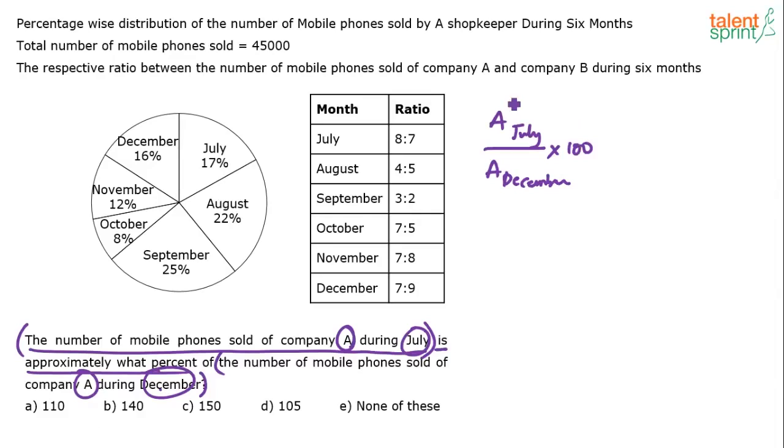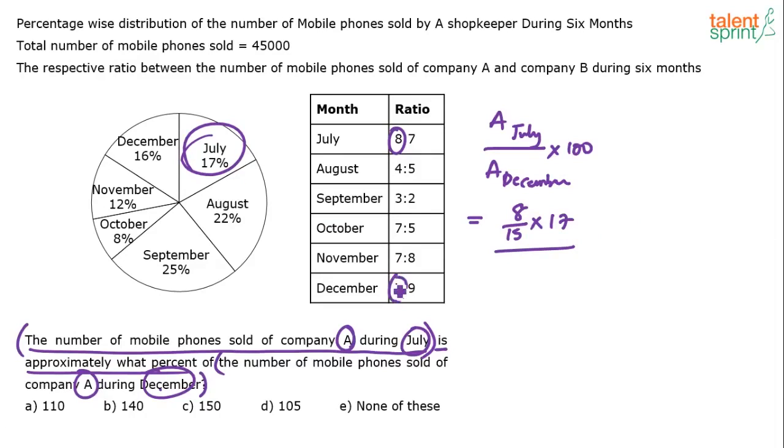Calculate. Again, it's a percentage-based calculation, right? So all the common values can be skipped. You don't have to write 45,000 in the numerator and 45,000 in the denominator. Anyway, it gets cancelled. So try to keep it simple. What will impact A in July? The ratio 8 by 15. What else will impact? The total phones sold in July, which is 17%. Now don't write 17% of 45,000, because that anyway gets cancelled with the denominator.